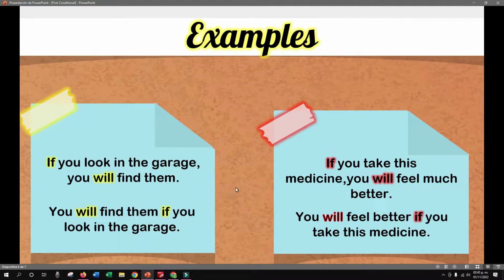Yes? Entonces, ¿qué hicimos en estos dos ejemplos? Recuerden que nosotros podemos intercambiar primero el resultado, luego la if clause o la condición. Y, o incluso la forma tradicional, podemos tener primero la if clause, utilizamos coma para separar las dos oraciones y luego vamos a tener el resultado. Solamente no se olviden que en la first conditional vamos a tener presente simple en la if clause y en el resultado vamos a tener futuro. Will, y si es negativo, won't. Okay, so don't forget that.